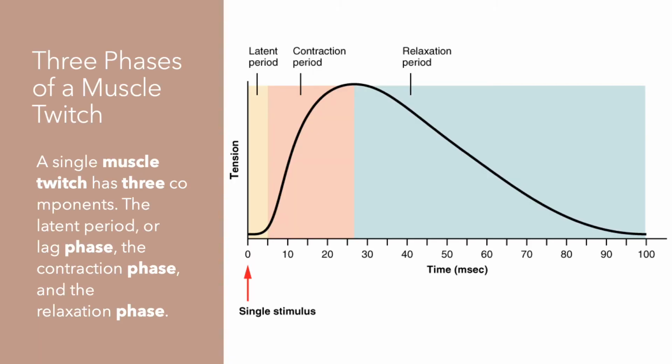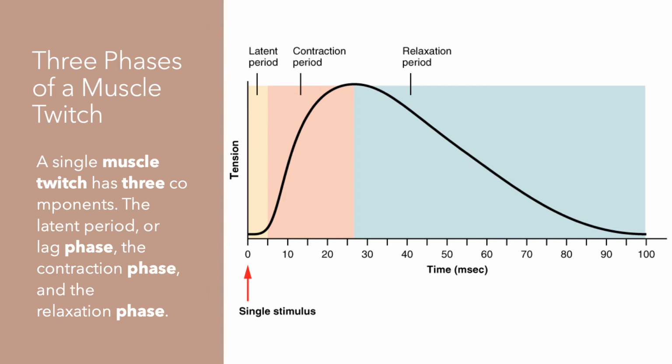The 3 phases of a muscle twitch, we say there's a latent period, or the time from stimulation of the muscle until the shortening of the muscle begins. So this is kind of your lag time or rest time. Then there's the contraction period, which is when tension and shortening of the muscle occurs. And then there's the relaxation period, where the muscle goes back to its resting length.